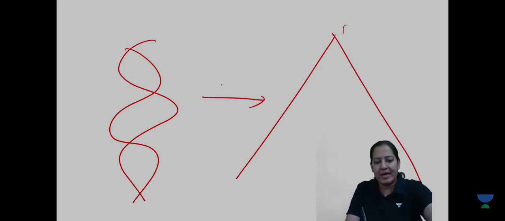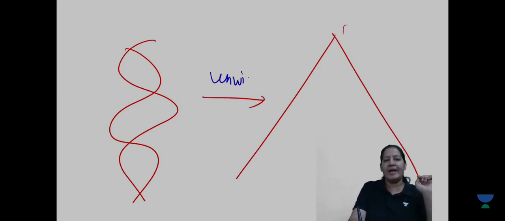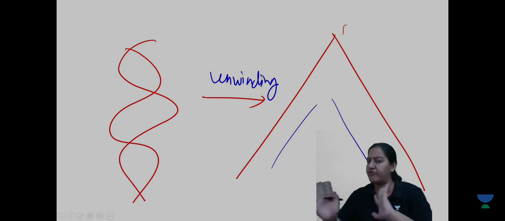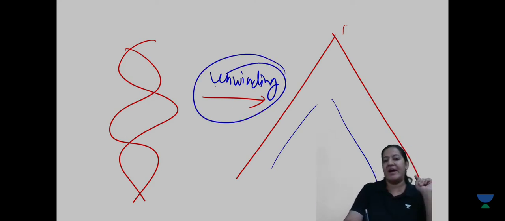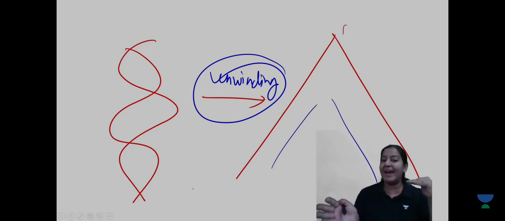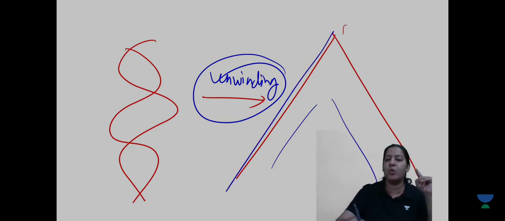This step is known as unwinding. So the DNA gets unwound, and after that the complementary strand is formed. I am not interested in that. I am interested in the unwinding step. So do you agree with my statement that if any cell wants to replicate the DNA, the first step the cell should do is unwinding?